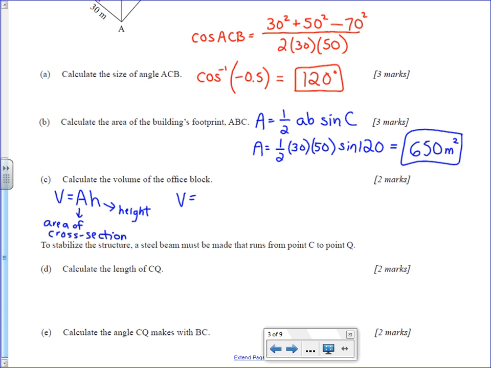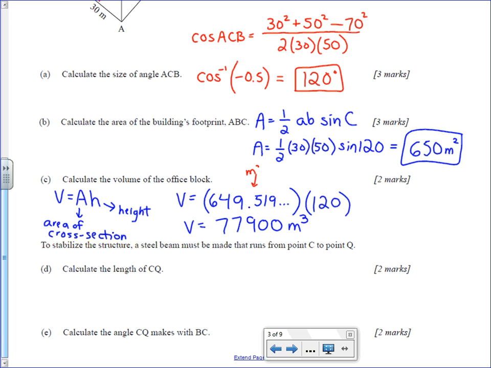So using the unrounded version of that 650, on my calculator it said 649.519 something, something, something. I'll use that, I'll multiply it by the 120, which is the height, and determine that my volume is going to be 77,900. The units on volume are cubed, so that would be meters cubed. The reason these units are cubed, right, think about this: the area was already meters squared. This is multiplied by another meter. So if you have meters squared times another meter, now your units are in meters cubed.